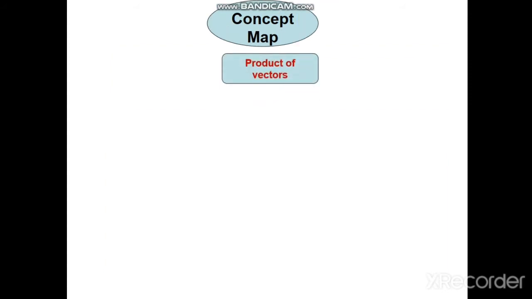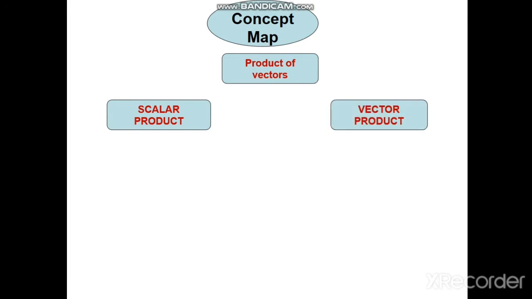Then we will study the product of vectors. You know there are two types of product of vectors. The first one is the scalar product of two vectors, that is also known as the dot product. Then the vector product, that is also known as the cross product.